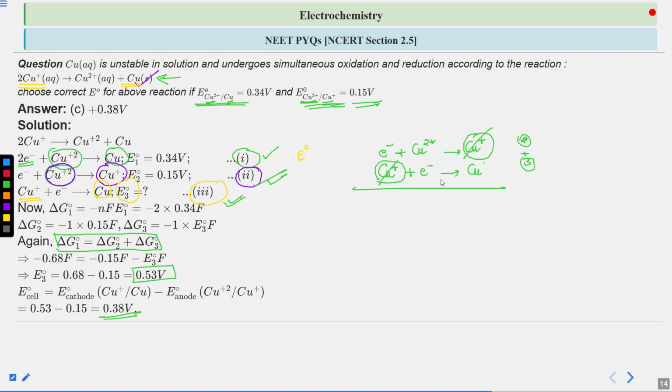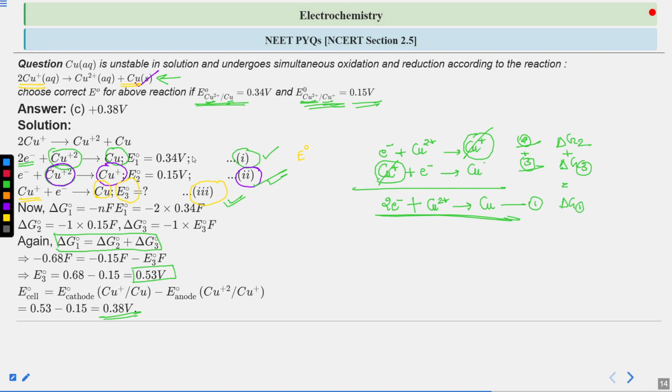So one electron is present on the left-hand side of the arrow in each, that's why we add them. They become 2 electron plus copper 2 positive, right arrow, copper. This is the reaction we get after adding the second and third reactions. If you compare this with the first reaction, they are the same, exactly the first equation: 2 electron plus copper 2 plus giving copper. That's why delta G of 2, the second reaction, plus delta G of 3, the third reaction, equals the delta G of the first reaction.